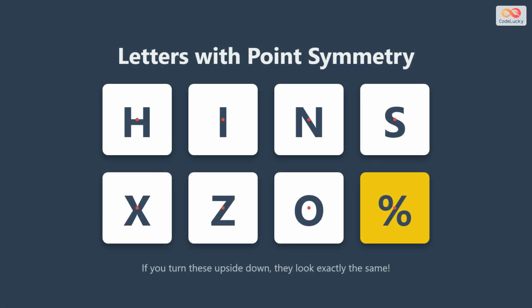We can see point symmetry in the alphabet. Look at the letters H, I, N, S, X, Z, and O. If you were to take any of these letters and turn your screen upside down, they would still read as the same letter. The letter N is a classic example. Flip it over, and it is still an N.